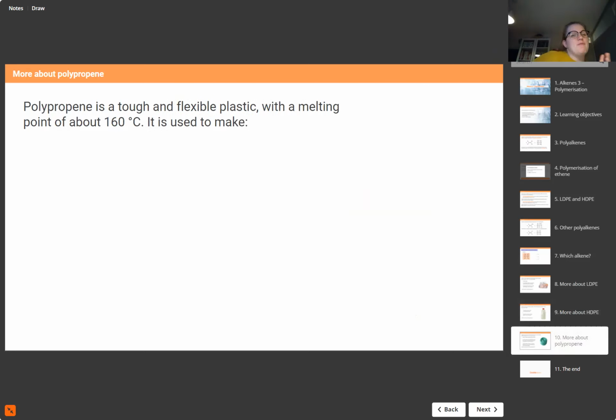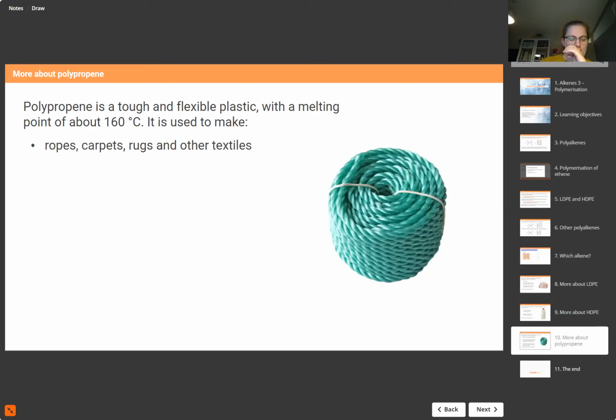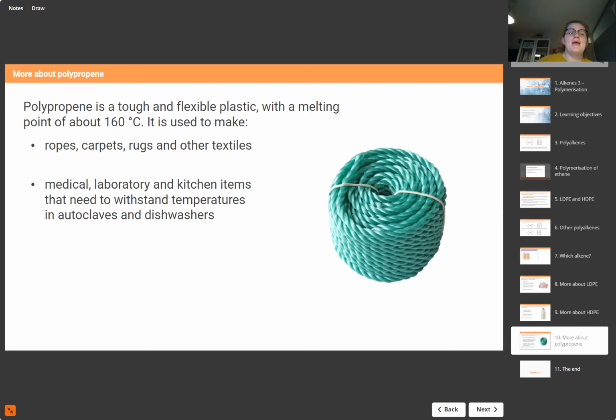And then we have polypropene. Polypropene, which obviously is different because those two are polyethenes. This one's polypropene. This is a really tough and flexible plastic with a melting point of about 160 degrees. So again, we've got a high melting point, and we use it to make ropes, carpets, rugs, and other textiles, medical, lab, and kitchen items.